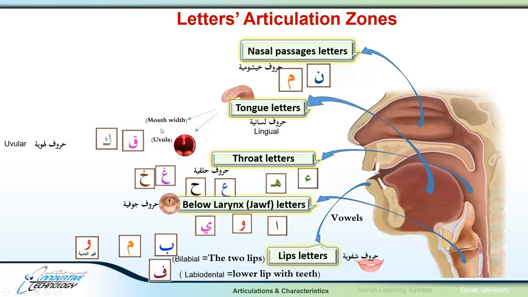Now, we have the letters coming from the mid of the mouth width. And this is the area where it comes from. And the letter ش. And the letter ج. And we have the letter ي.